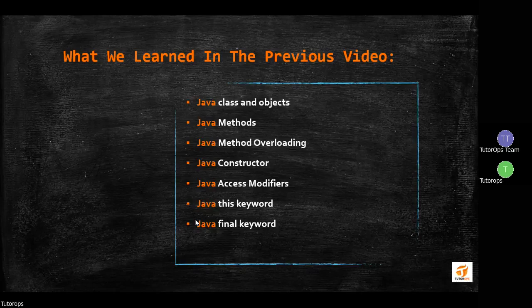And the this keyword we also discussed in our previous class. The final keyword is also discussed. Today I will again discuss the this and final keywords. And for the protected access modifier, I will discuss it, because in our previous class when we discussed access modifiers, at that time we did not cover the protected part.